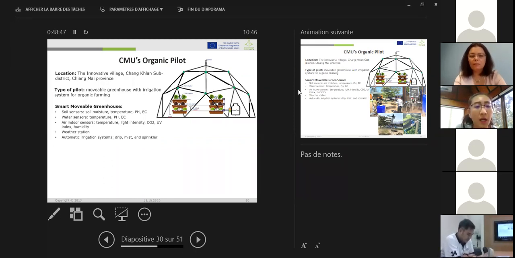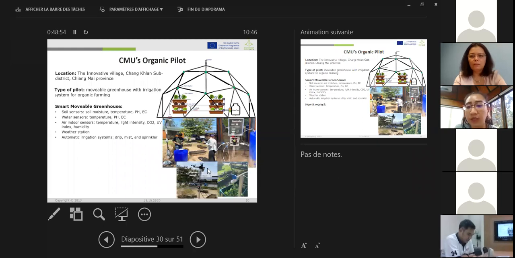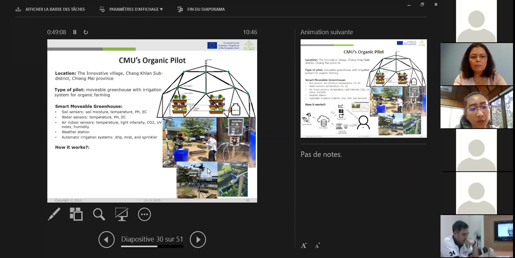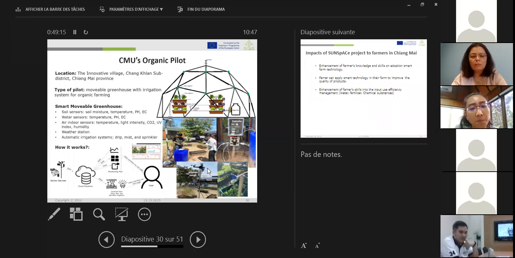This pilot includes the soil sensor to monitor the soil conditions, the water sensor to monitor the water condition, the indoor air sensor to monitor the air condition, and the weather station to monitor the weather of the farm. This data is also relevant to the automatic drip, mist, and sprinkler irrigation system as well. The data that we collect using the sensors will be sent to the cloud database. Then the irrigation system is controlled based on the conditions, and the farmer can see the system and can control and monitor it via the website or the platform.